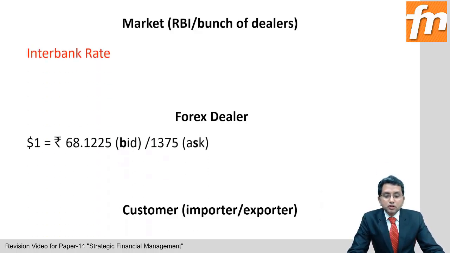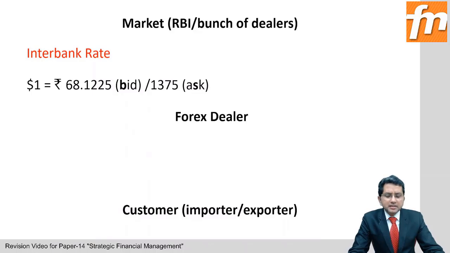So let's talk about the interbank rate. Let's take an example. The interbank rate is not a single rate, it is a combination of two rates. So the interbank rate should look like this: $1 is equal to rupees 68.1225 oblique 1375.